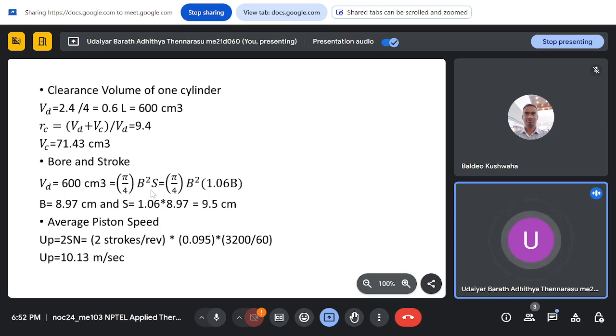So any doubt in this question? I'll just make a change in this compression ratio. It will be Vd plus Vc by Vc. So I made a mistake here. So it will be Vd plus Vc by Vc. Compression ratio will be total volume divided by the clearance volume. The total volume is displacement volume plus clearance volume. So that's how this comes.